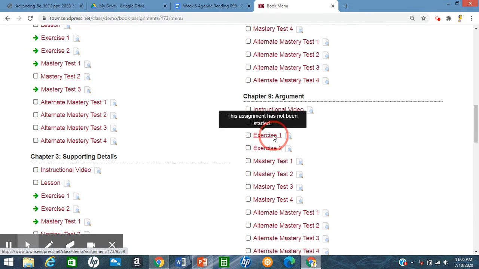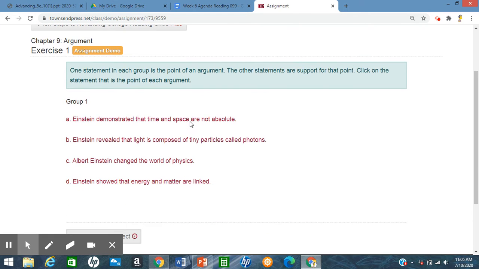So we're going to do a quick little exercise with some questions here. Now remember, when evaluating an argument, you have to make sure it's valid support. And the best thing would be figuring out what's the main idea, what's the point. Now in group 1 here, 3 of these out of A, B, C, or D are supporting details or support, and one of them is the point or the main idea.